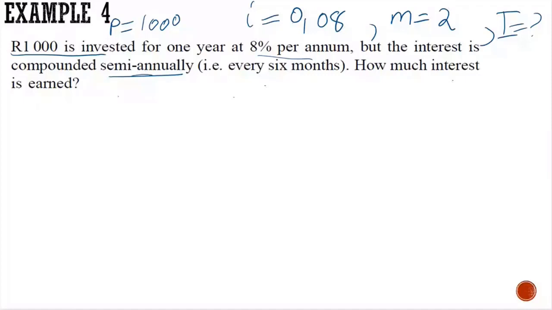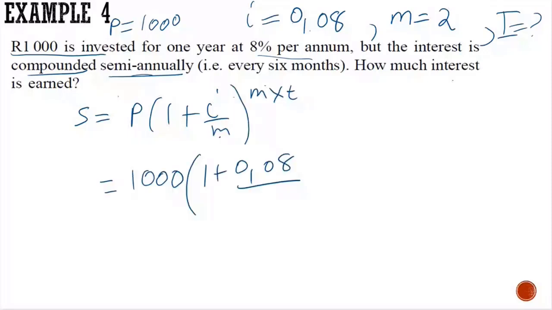So now your S is going to be equal to P into (1 plus i over m) to the power m multiplied by t. Your P is equal to 1,000 into 1 plus your interest, 0.08, divided by the number of compounding periods, which is 2, and then your m is 2. Where is your t? It's 1 year. So your t here is equal to 1, so it's 2 multiplied by 1.